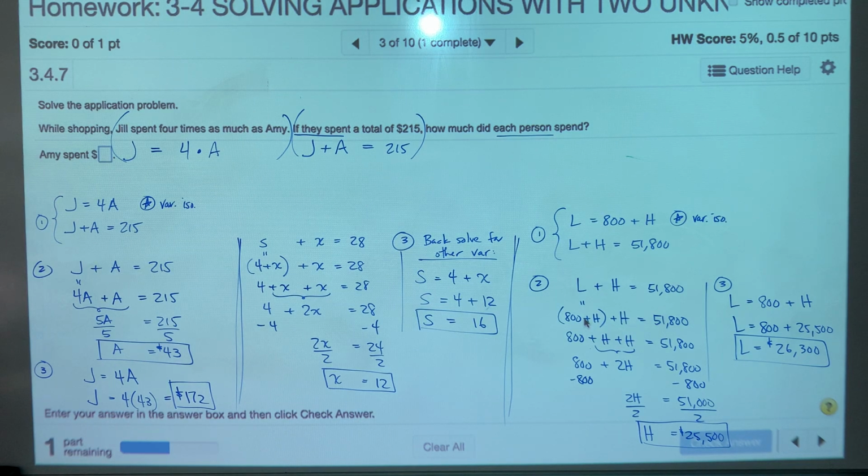160, yep, 172. Okay. Go solve yours. Let me know if you have questions. Something not working out for you.